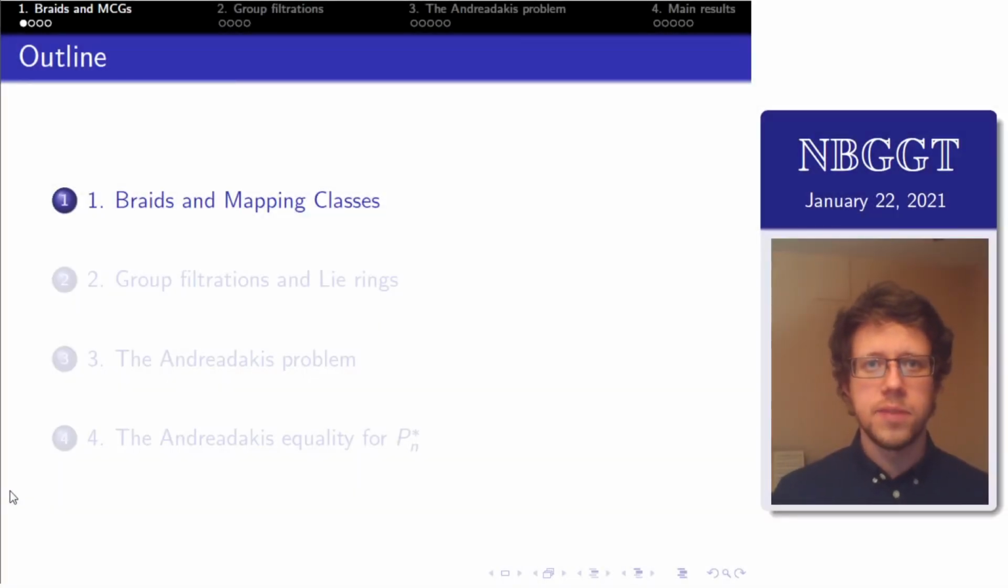Now that I have introduced my main statement, I am going to first talk about braids and mapping classes and recall the relevant notions. So it will lead to an algebraic translation of the main theorem. So then I will have to introduce group filtrations and associated layerings before turning to a particular group filtration, which is the Andreadakis filtration corresponding to Milnor invariants.